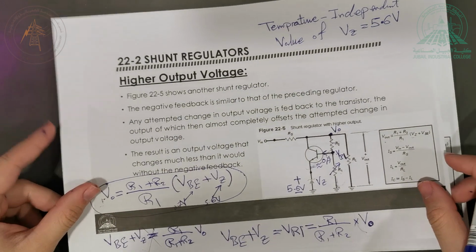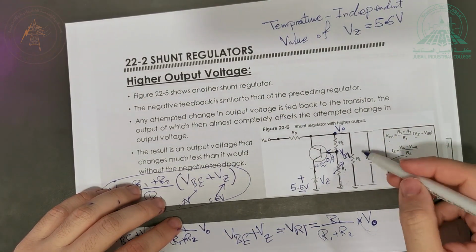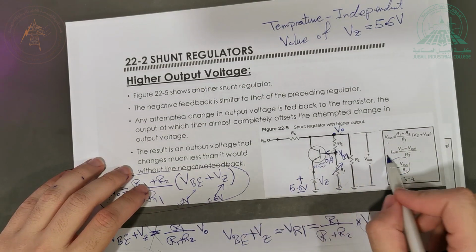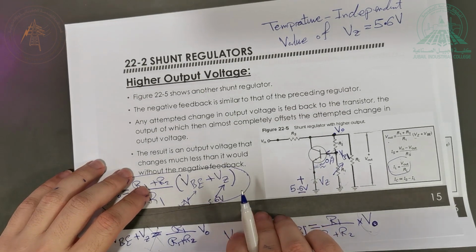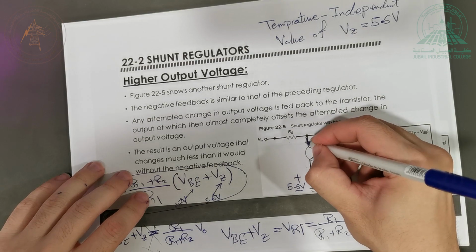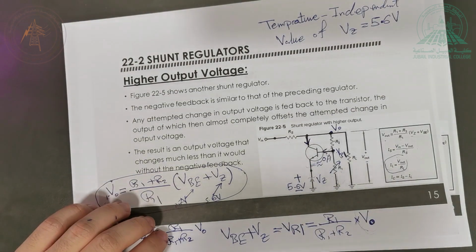I need to talk about IL. IL is still the same: whatever V out you get divided by RL. How about IS? Still the same, right? IS is equal to Vin minus VZ divided by RS. How about IC, this current? In this case, what is this equal to?